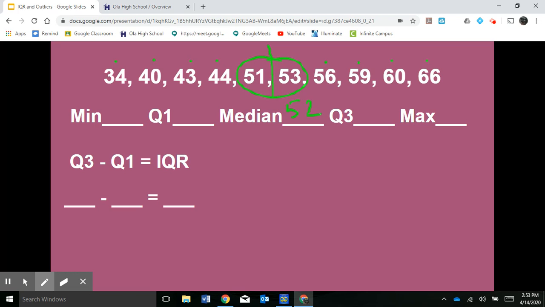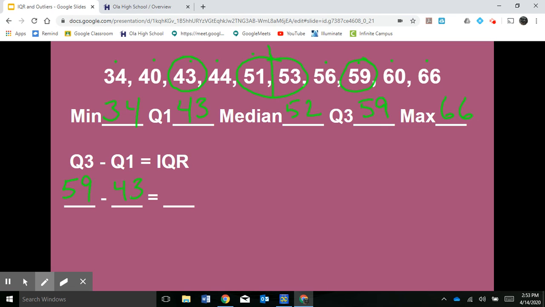I'm going to use 51 since 52 is not on my number line. So my middle number over here, my Q1, is 43, and my middle number over here is 59. All right. And so now we can find our IQR pretty quickly, the interquartile range. We can say 59 minus 43.